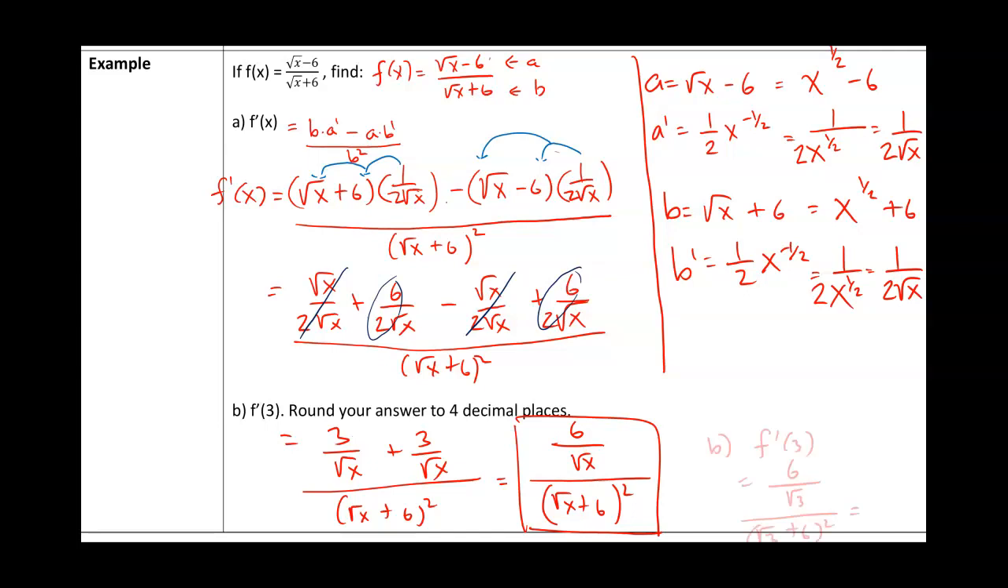Now to find f prime of 3, we simply plug in 3. So I have 6 over radical 3 times (radical 3 plus 6) to the second power. Put this in Desmos and you get 0.0579 as the answer. So take a look at all of it, take a look at the derivatives, take a look at the algebra of it, and come to class with any questions that you may have.